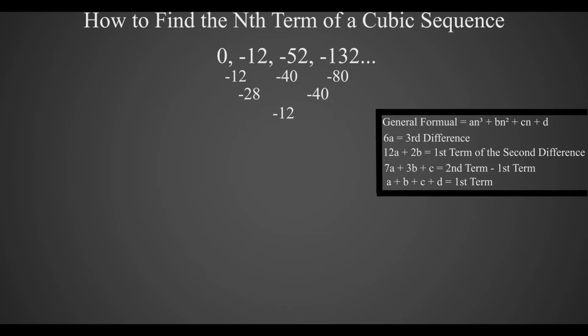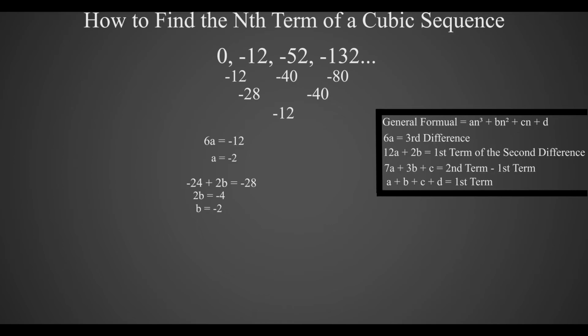What we can also notice here again is that the first difference is quadratic. Okay, so anyways, now we know that our 6a is equal to our third difference. 6a is equal to minus 12, which means that a is equal to minus 2. Then 12a plus 2b is equal to the first term of the second difference, which would be minus 28, which means that we get minus 24 plus 2b is equal to minus 28, which means that 2b is equal to minus 4, and b is also equal to minus 2.